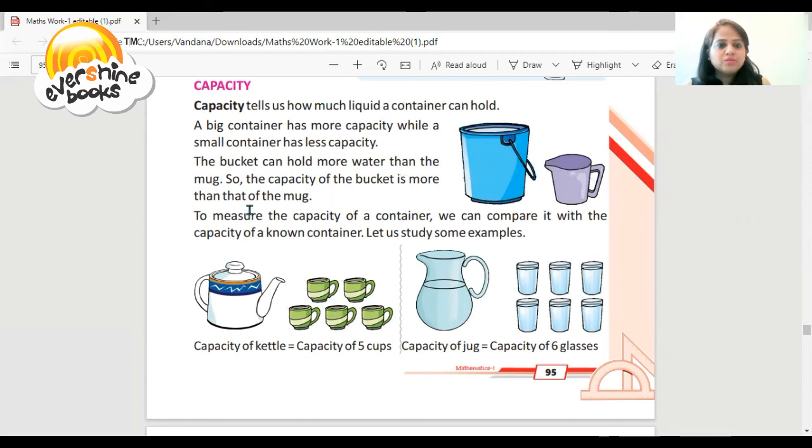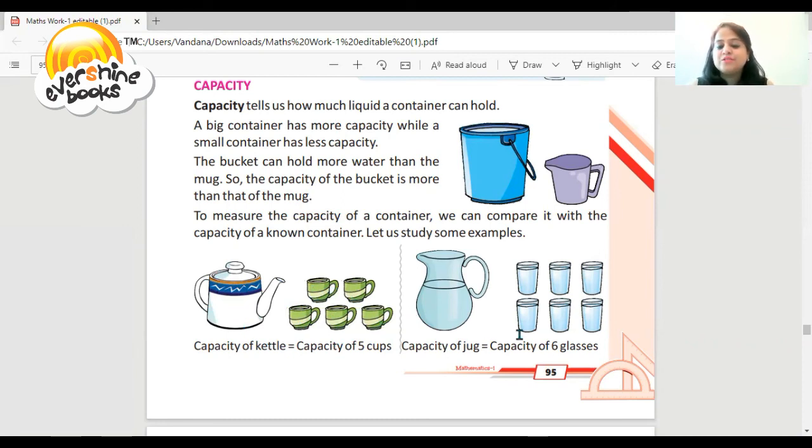Now students, to measure the capacity of a container, we can compare it with the capacity of a known container. Let us study some examples. It's your kettle and how many cups are there? 1, 2, 3, 4, 5. It means the capacity of one kettle is equal to the capacity of 5 cups.